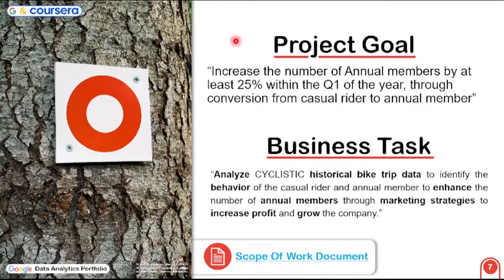So, this project's goal is to increase the number of annual members by at least 25% for this year's Q1 through conversion from casual riders into annual members. And the business task for the data analyst team is to analyze the historical bike trip data to identify the behavior of annual members and casual riders. I put the result of these steps in the scope of work document that you can access through the presentation files later.